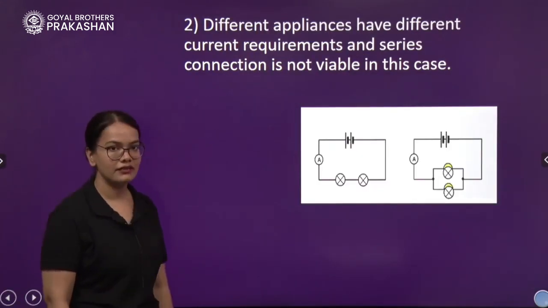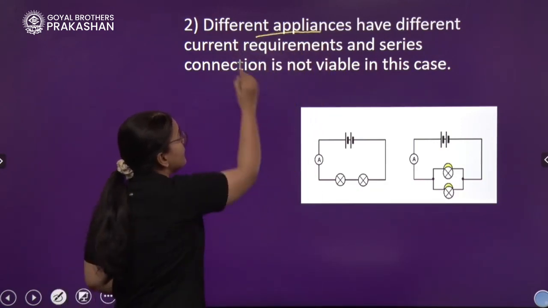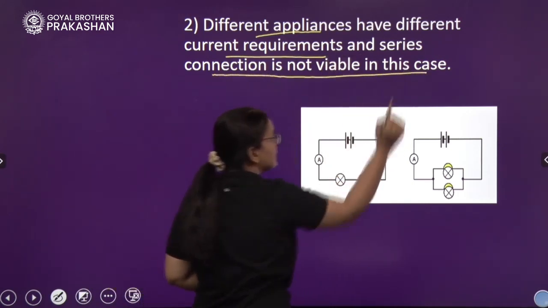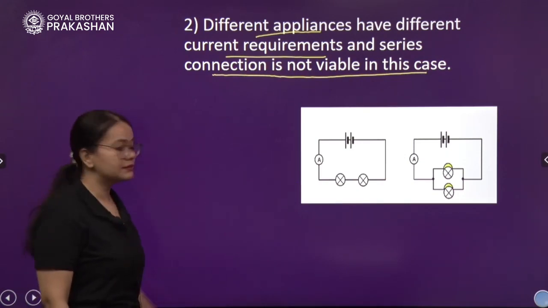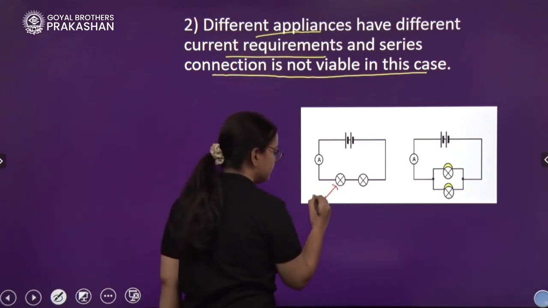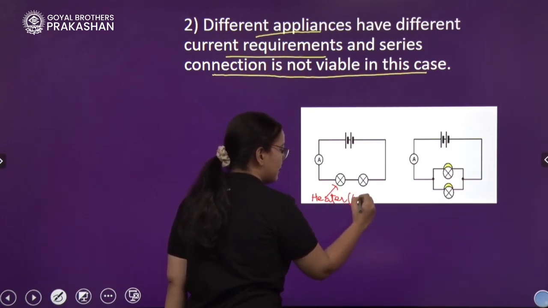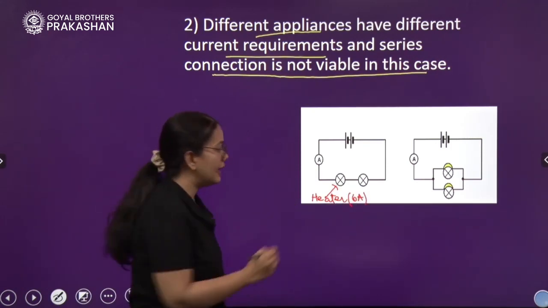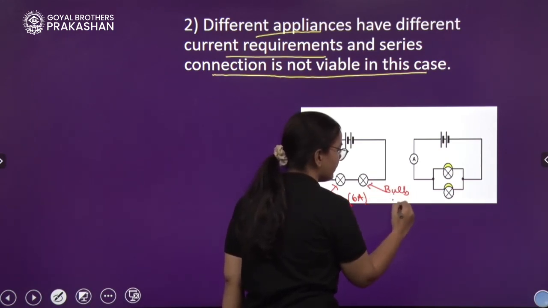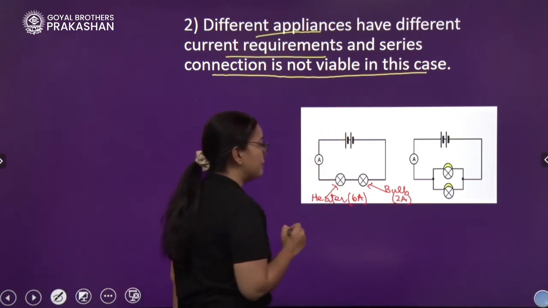Let's go to the second advantage. Different appliances have different current requirements and series connection is not viable in this case. What does this mean? Let's say you have a heater over here which requires 6 amperes of current, and let's say you have a bulb over here whose requirement is 2 ampere of current. Now, what will happen?